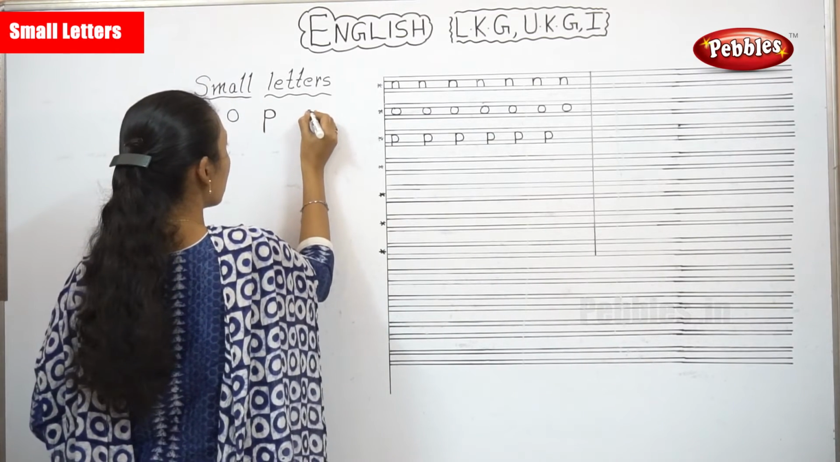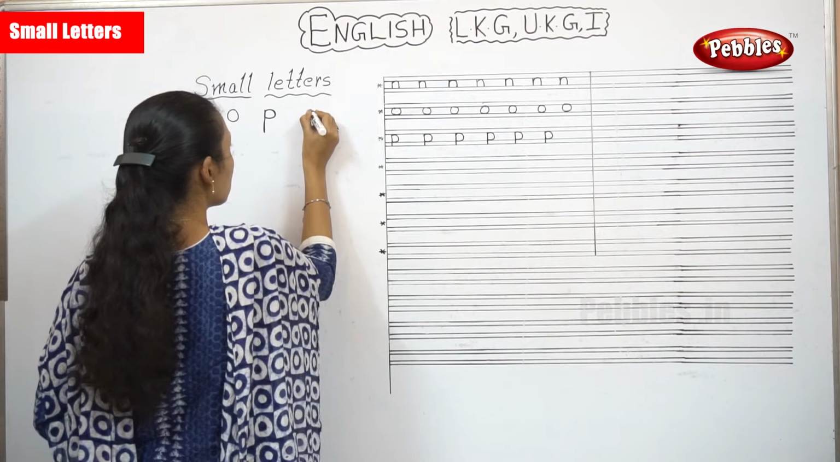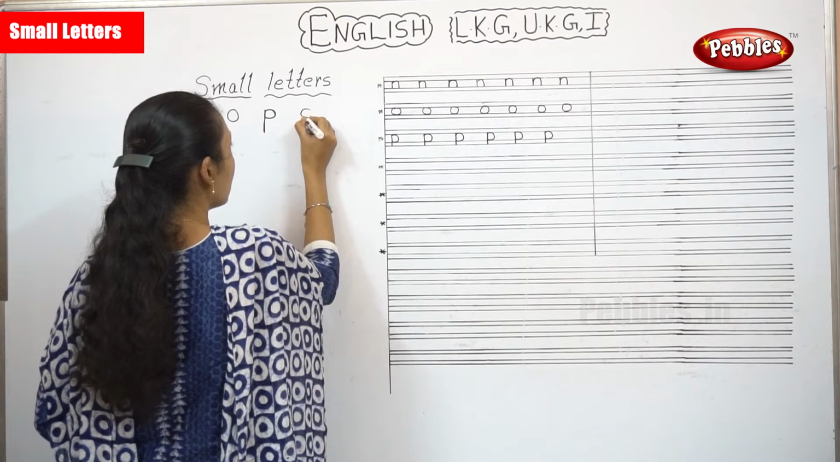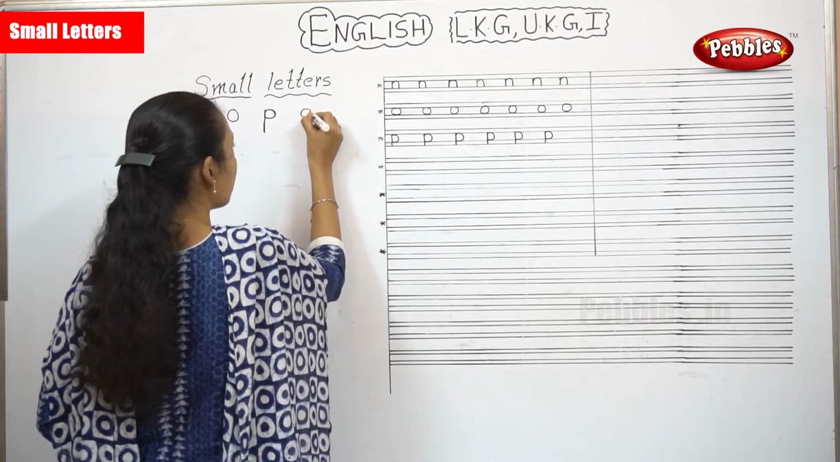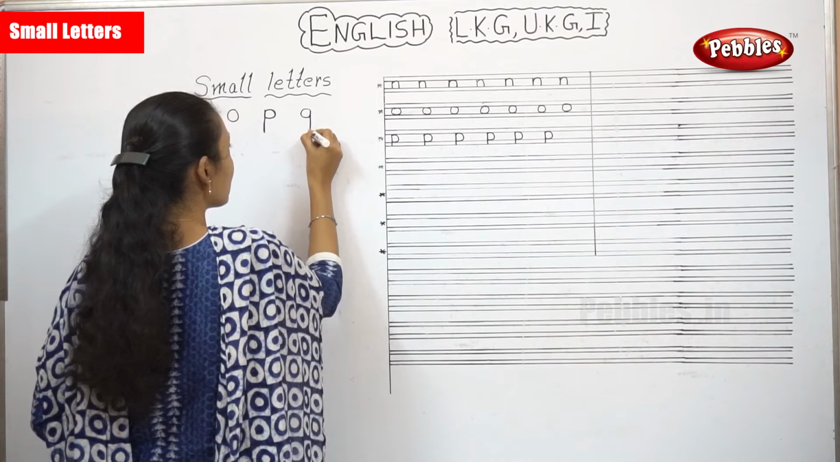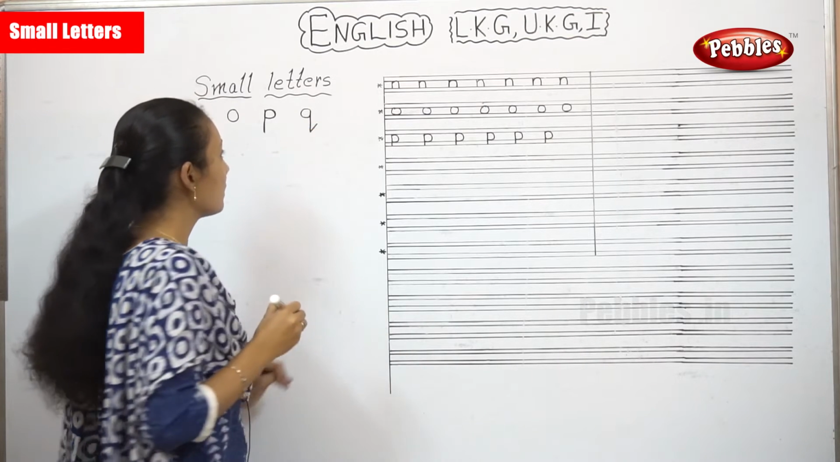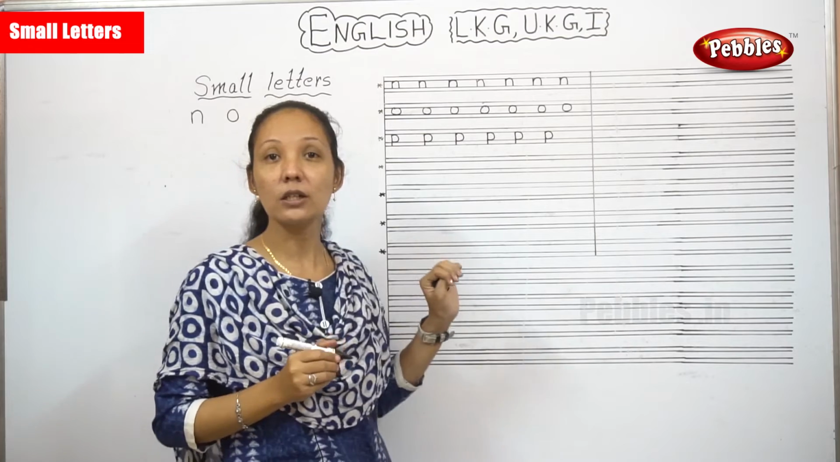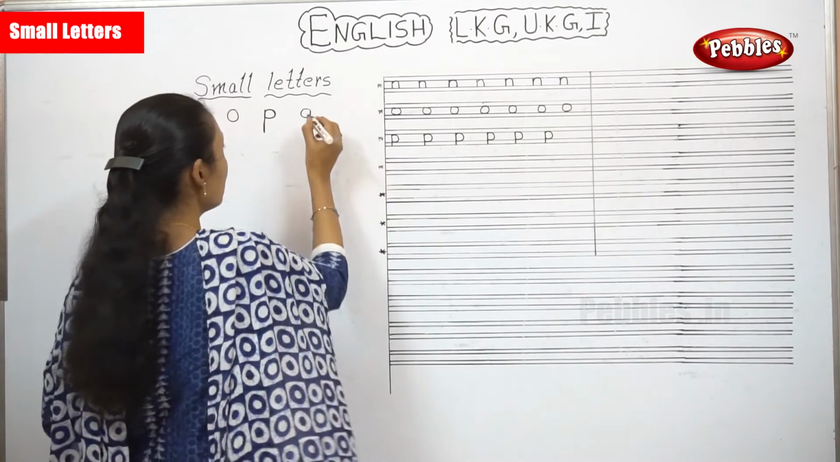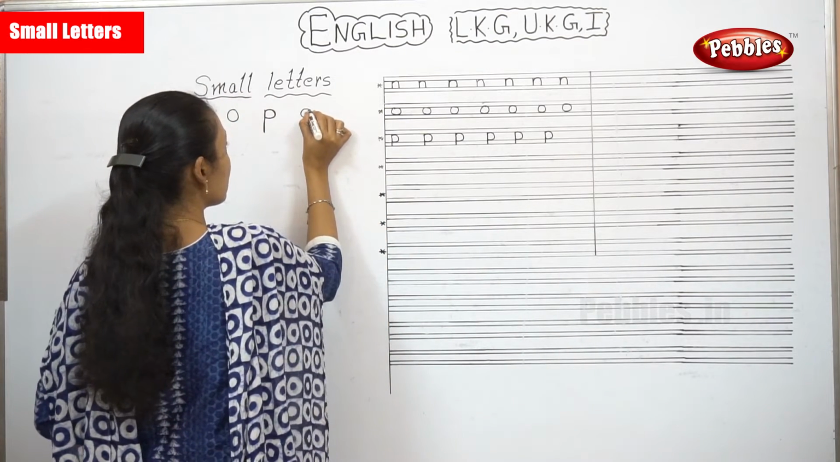Q. Now you will draw your curve, go up, come down, and a slanting line. This is called small letter Q. Once again, you will draw your circle, that is your curve.